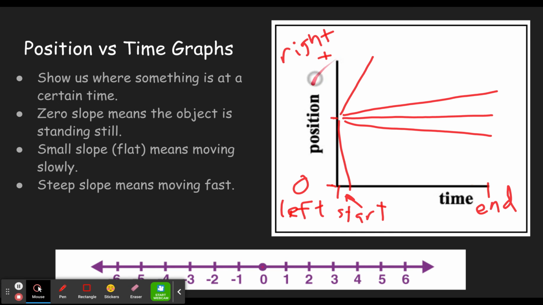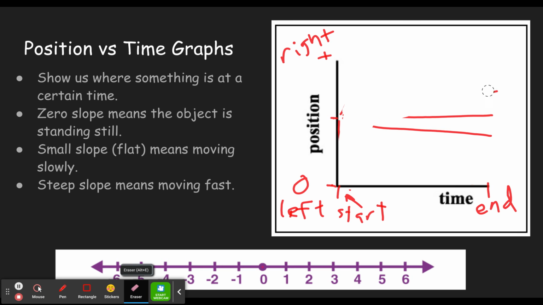Their position would change a lot in a very short time. Okay, so a steep line. The steeper the line gets, the faster it's going because it's covering a big position in a small amount of time. Okay, let me go ahead and clear this. Oh, eraser. Oh, perfect. So often, lines that are just sloped, you've got an idea of.